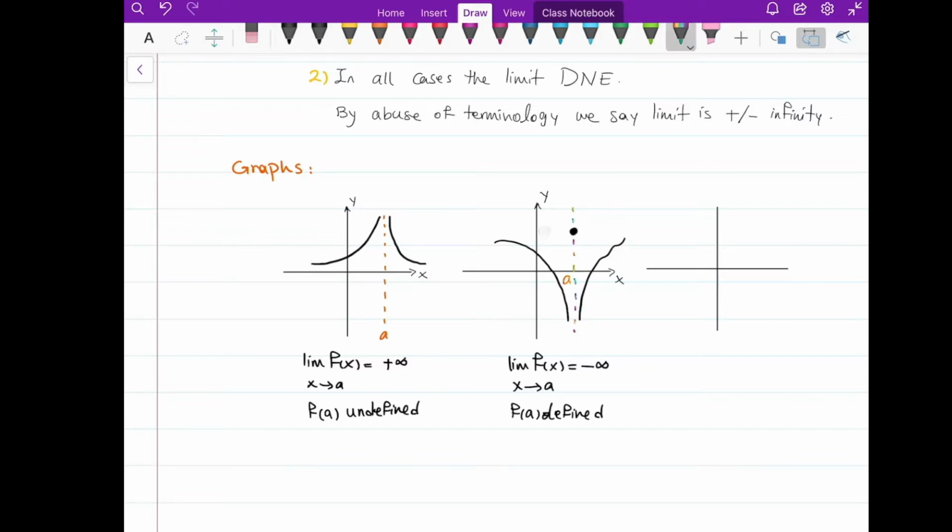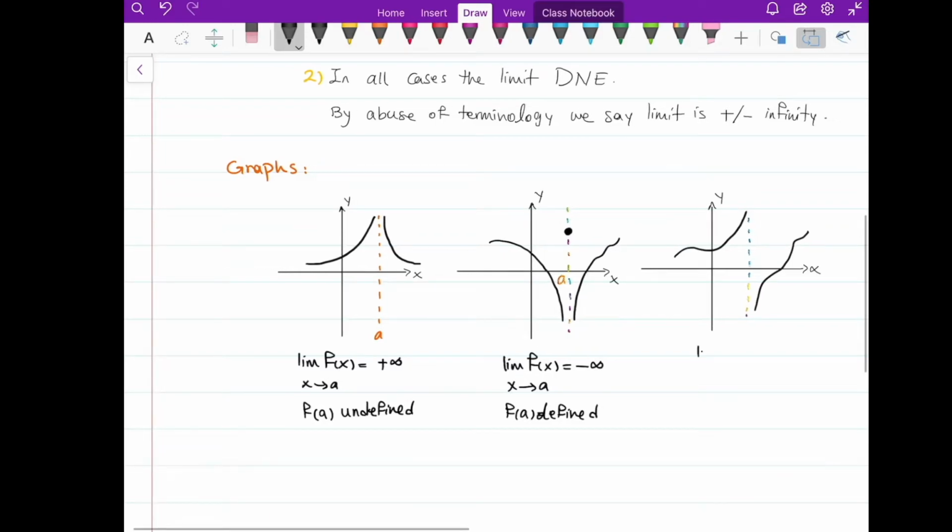We can also have this situation, where we have it like this, x, y, and in that case we say the limit of f of x as x approaches a from the right. So this is the point a. From the right, as you see, if we're getting closer to a from the right, it's going to negative infinity, and the limit of f of x as x goes to a from the left goes to positive infinity.